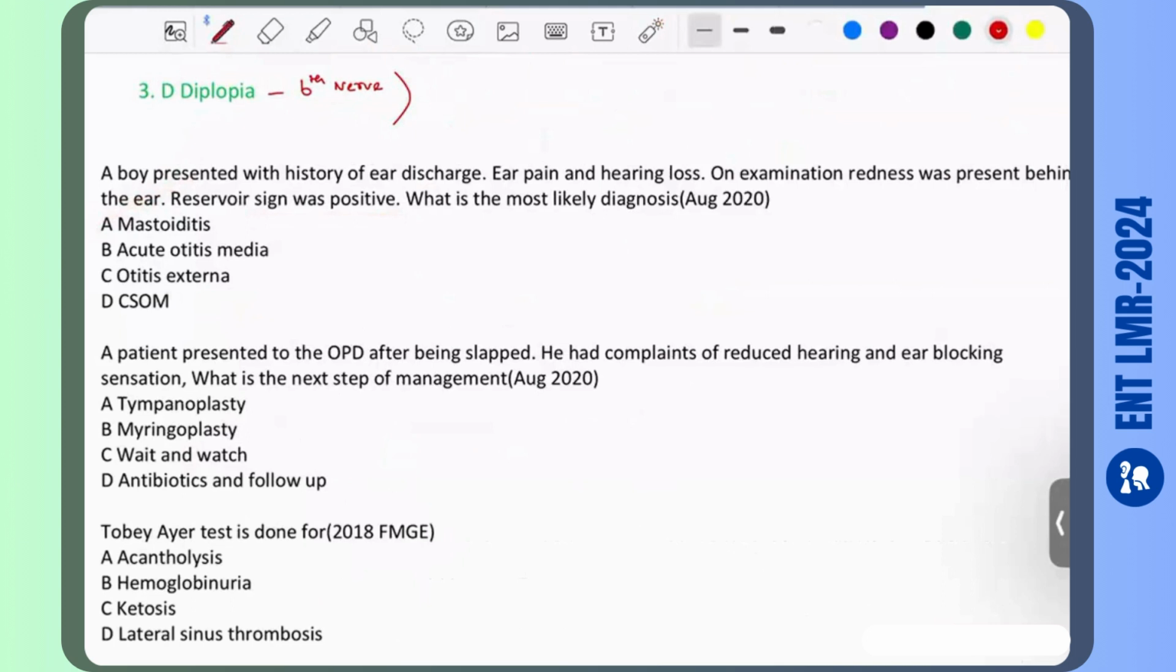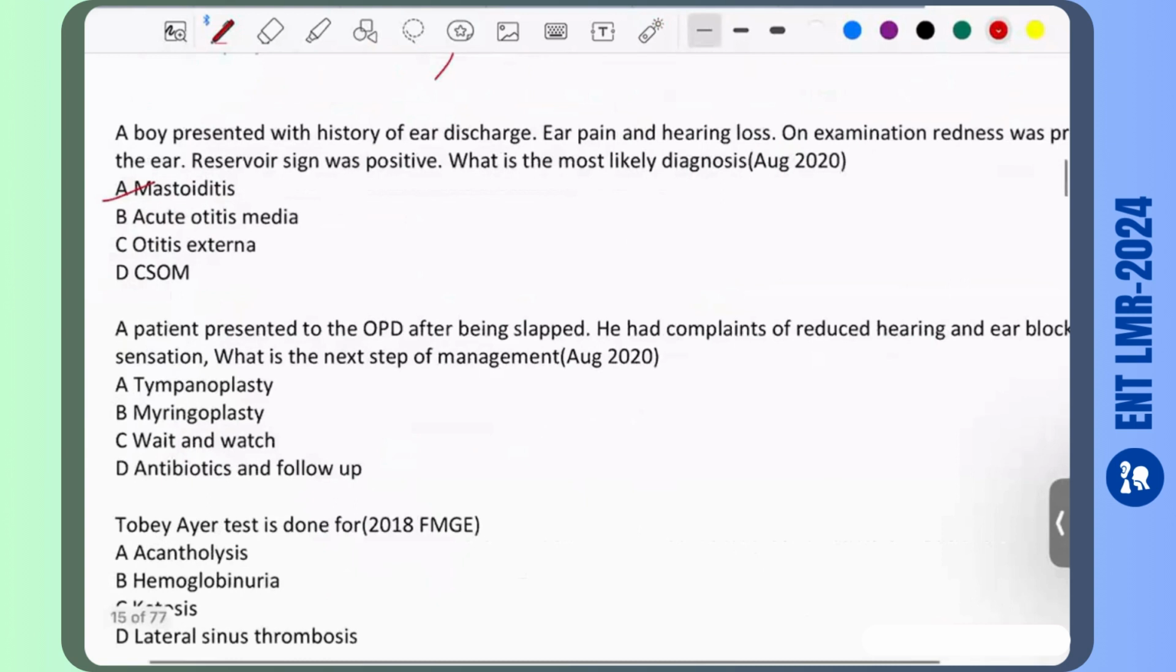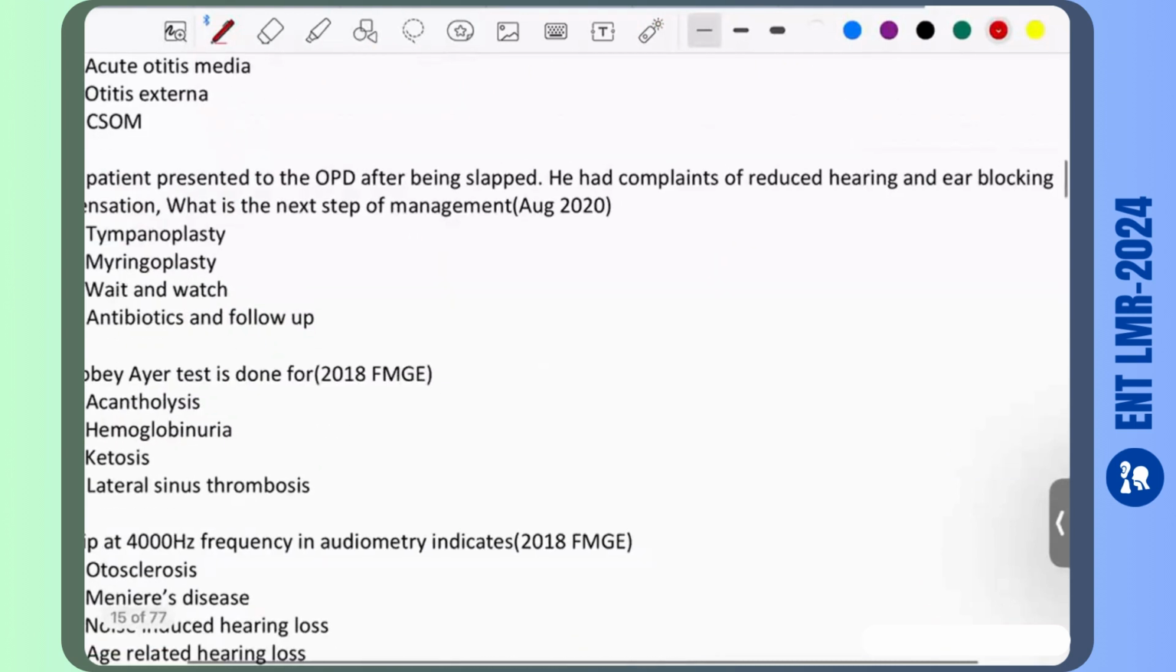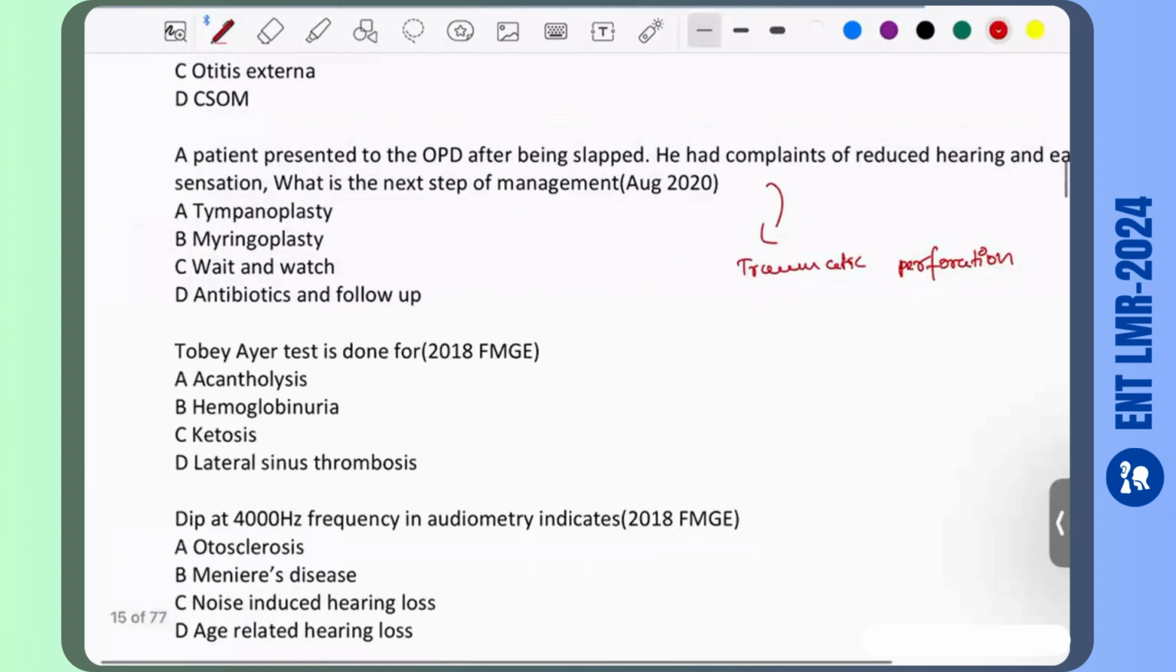So a patient presented to the OPD after being slapped, reduced hearing and ear blocking sensation. What is the next step of management? See, he is having reduced hearing. Okay. So after being slapped, the patient would have got traumatic perforation. So if the patient has traumatic perforation, you should just give antibiotics and follow up the patient. You ask the patient not to do head bath for at least 2 months, so that the perforation will heal on its own. If the patient does head bath, the perforation may not heal on its own.